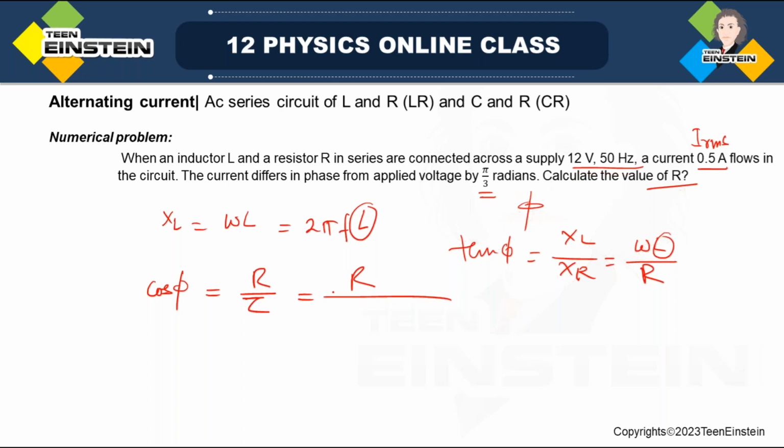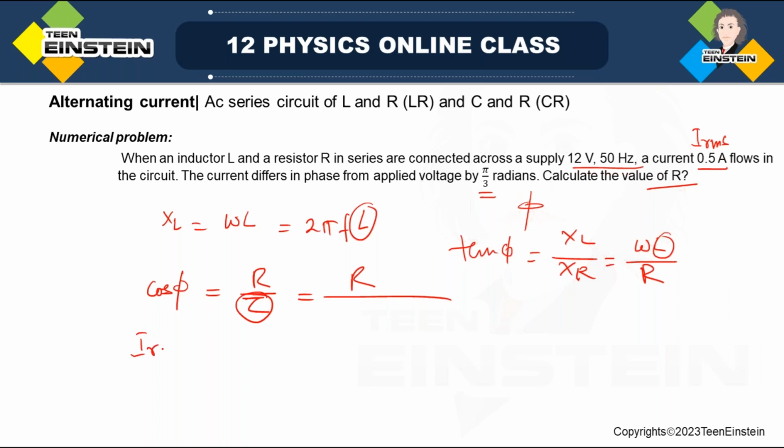(12 volt). Just a minute. There should be L given, I think. Let me see the parameters given. Okay, I see. See, one more thing is given, IRMS. So from there we have to find out Z.